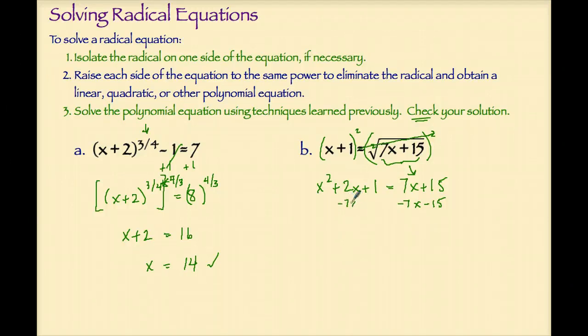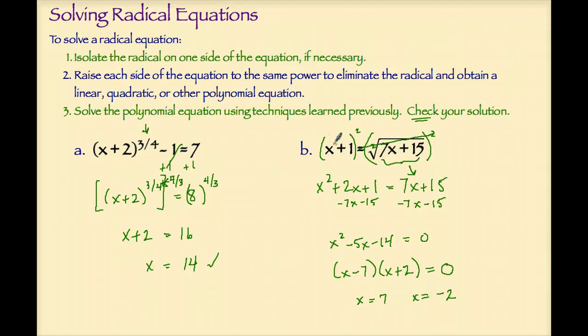Subtract 7x and then subtract 15. On the right side, 0, which is what we wanted, and then x squared minus 5x minus 14, which, thank goodness, factors quite nicely into (x - 7)(x + 2). Giving us two potential answers. Remember, potential because we're going to check to make sure that nothing is extraneous here. So we get x equals 7 and x equals negative 2.